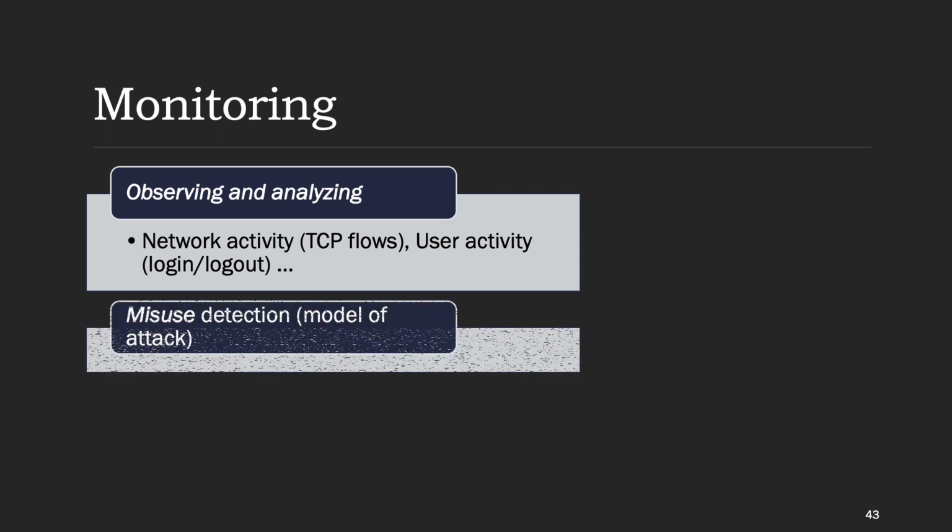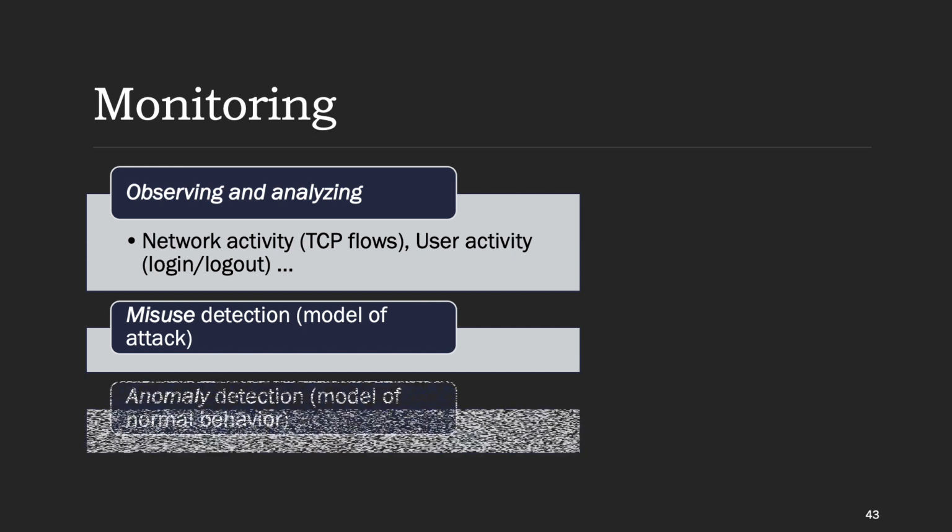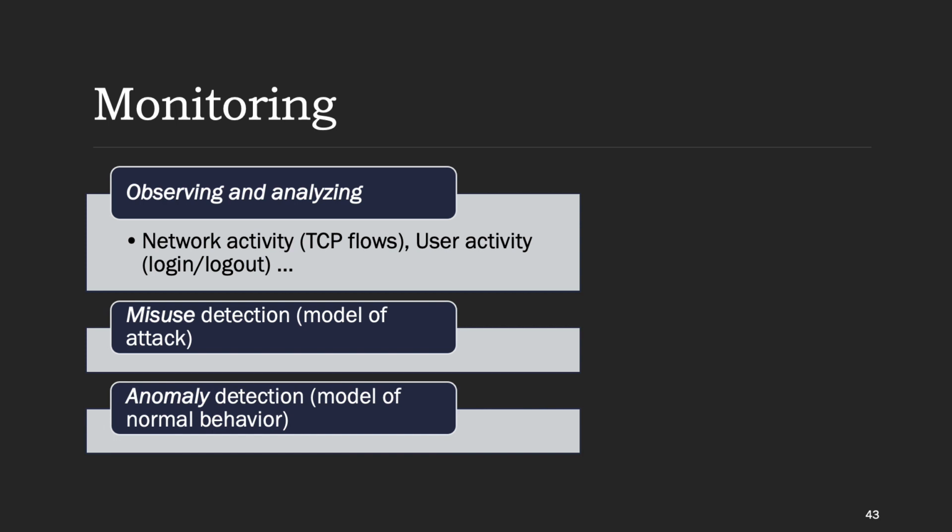Most of the detection mechanisms can be grouped into either misuse detection, where the system actually has a model of an attack, or rather, the system is keeping a model of some malicious behavior, so a pattern of this behavior. And then the system is proactively looking for patterns of such behavior in the activity stream. And then in contrast, we have anomaly detection. With anomaly detection mechanisms, the system has a model of normal behavior instead, and it is on the lookout for deviations from this normal behavior in the monitored activity stream.